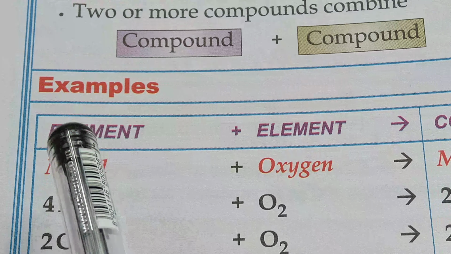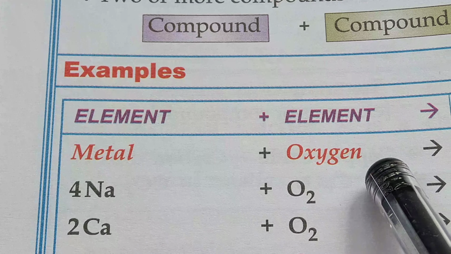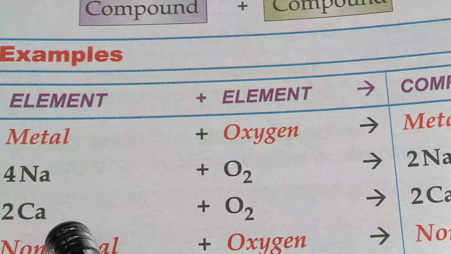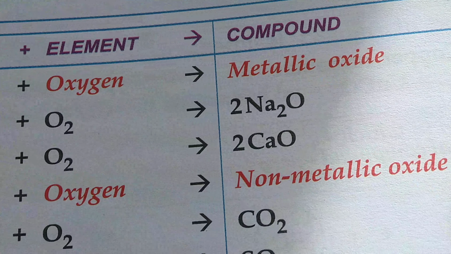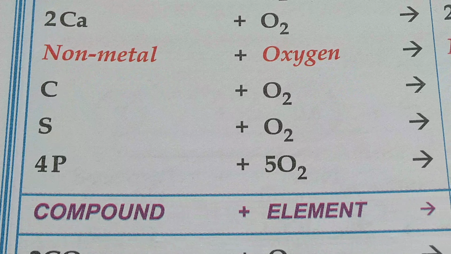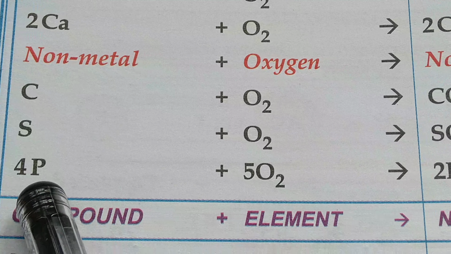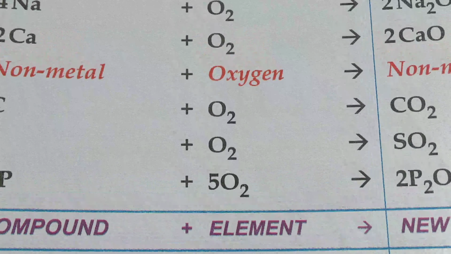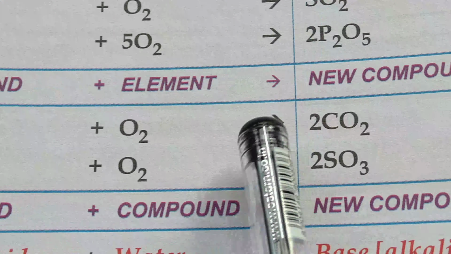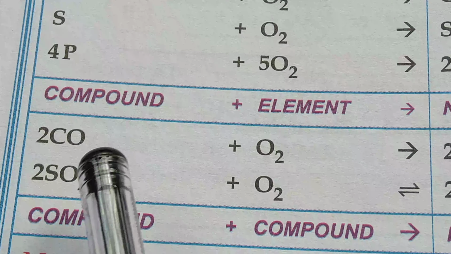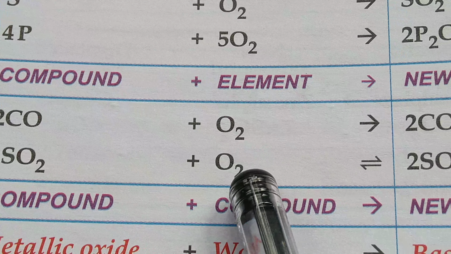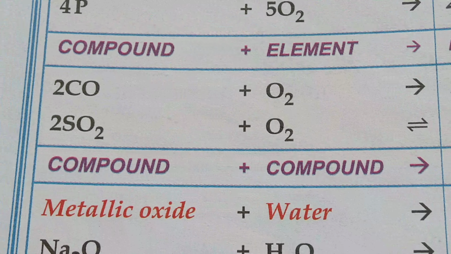Next, there are some examples. Metal plus oxygen. Suppose sodium plus oxygen forms sodium oxide. Same way calcium plus oxygen forms calcium oxide. These are metallic oxides. Again non-metal: carbon plus oxygen forms carbon dioxide. Sulfur plus oxygen forms sulfur dioxide. Phosphorus plus oxygen forms phosphorus pentoxide. These are non-metallic oxides. Next, compound plus element forms a new compound. Suppose carbon monoxide plus oxygen produces carbon dioxide. Sulfur dioxide plus oxygen produces sulfur trioxide.